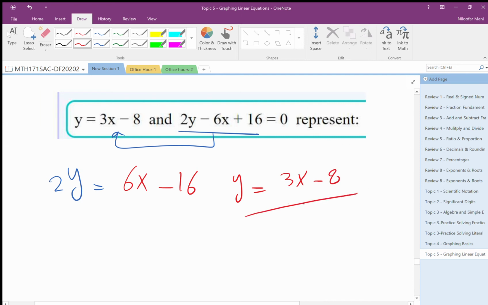Can I say they are parallel? It's more than that. They are parallel, and I have the same y-intercept. So they both are the same line. They are on top of each other. So line 1 equals line 2. So it's not even just parallel. It's more than that.